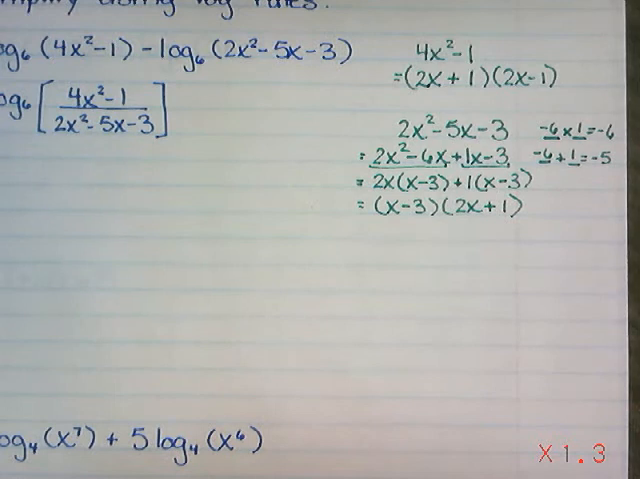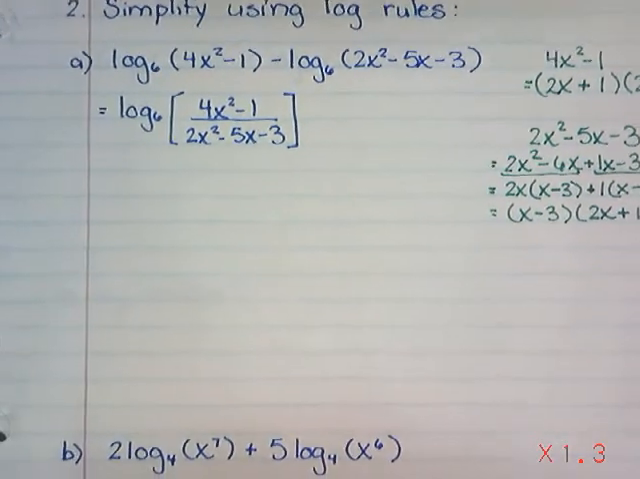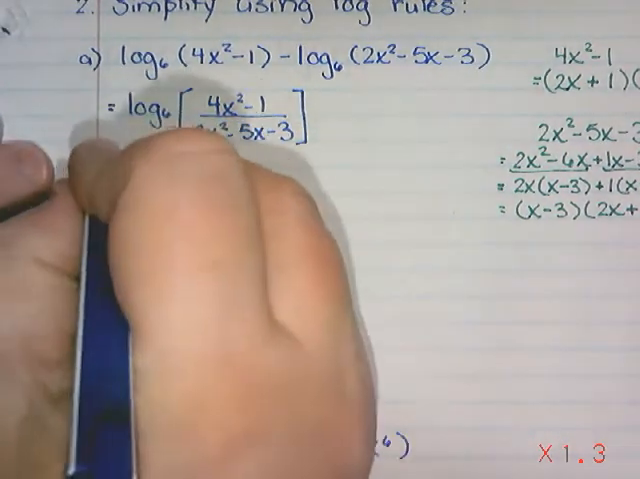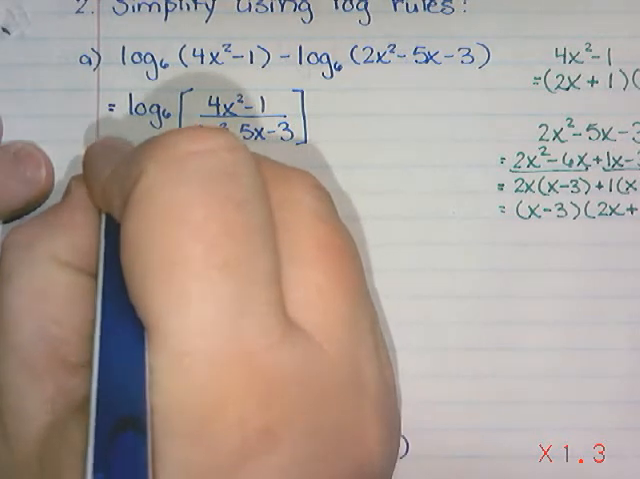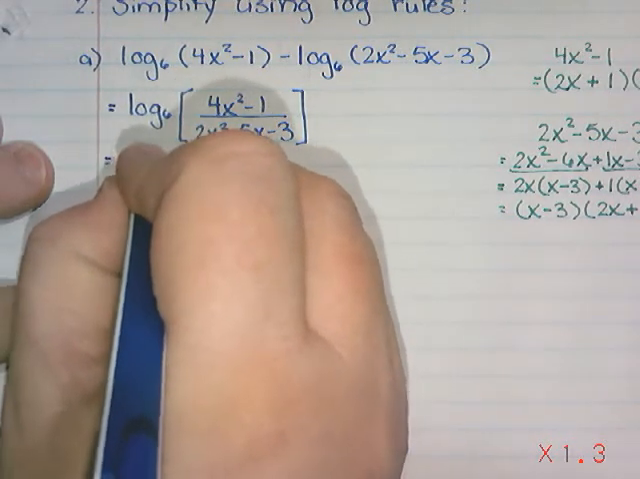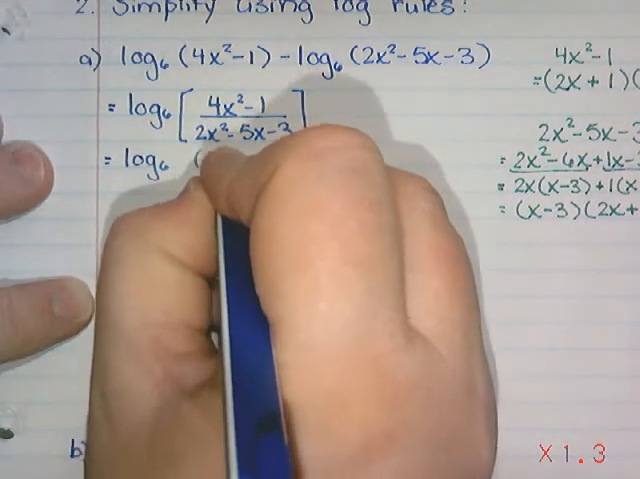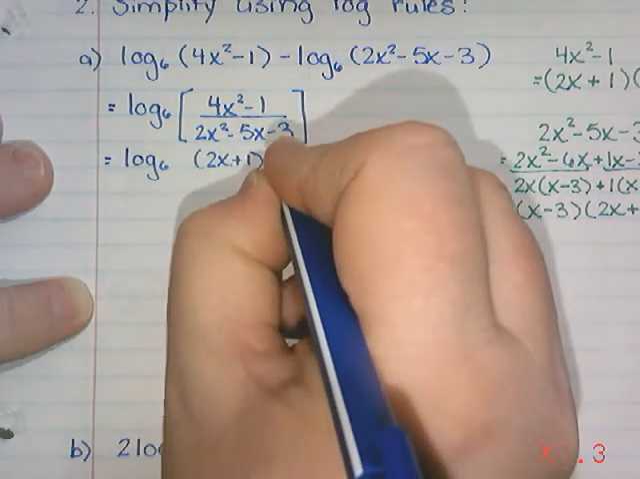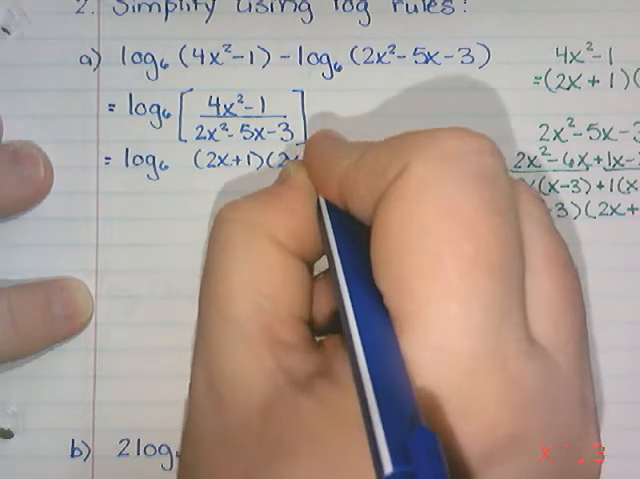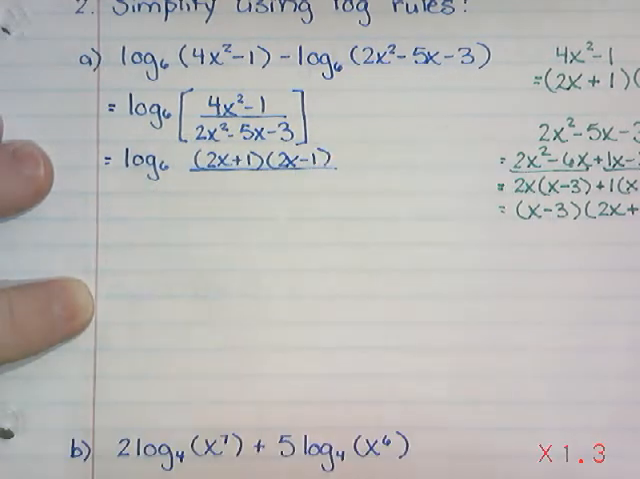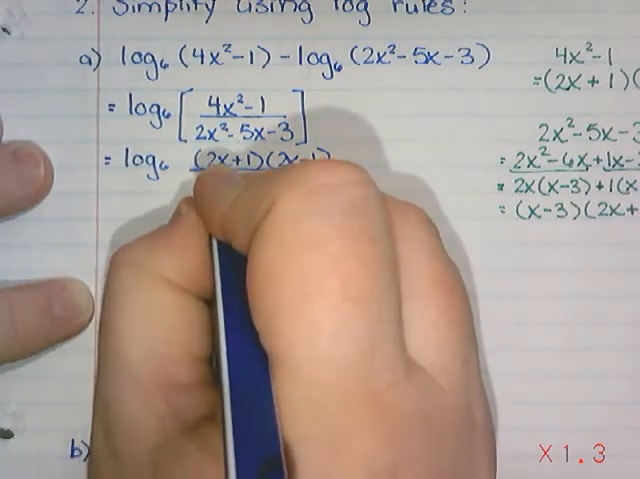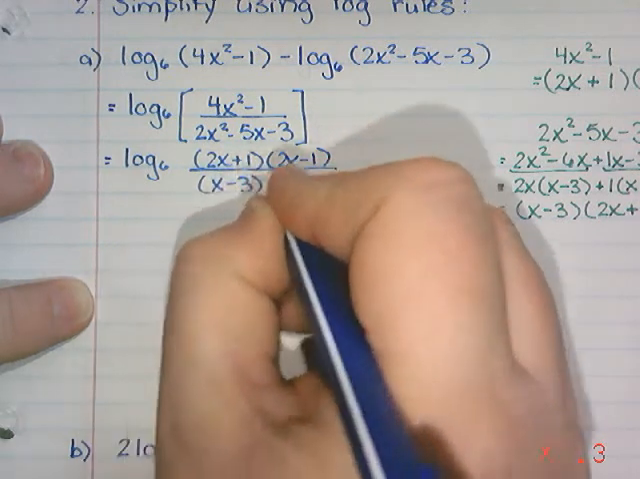So I'm going to replace the two things that we had with our new factored forms. In place of the 4x squared minus 1, I'm going to put 2x plus 1, 2x minus 1. So I have log base 6 of 2x plus 1, 2x minus 1, divided by x minus 3, 2x plus 1.